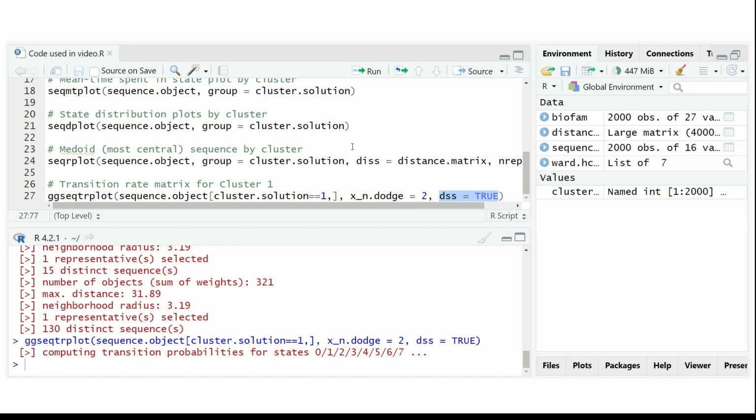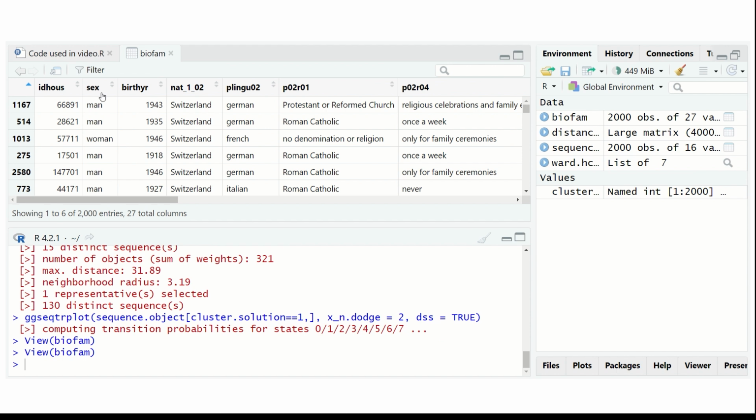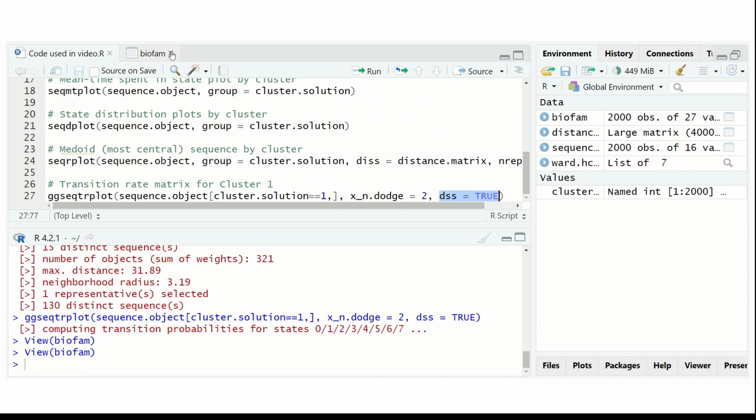So you can then engage in a series of bivariate analyses. So for example, you could look at the distribution of gender by cluster membership, or whatever else is contained within the biofam dataset. So you could look at if different nationalities follow different clusters, or different languages follow different clusters. So that's one potential avenue for describing what's going on within those clusters.